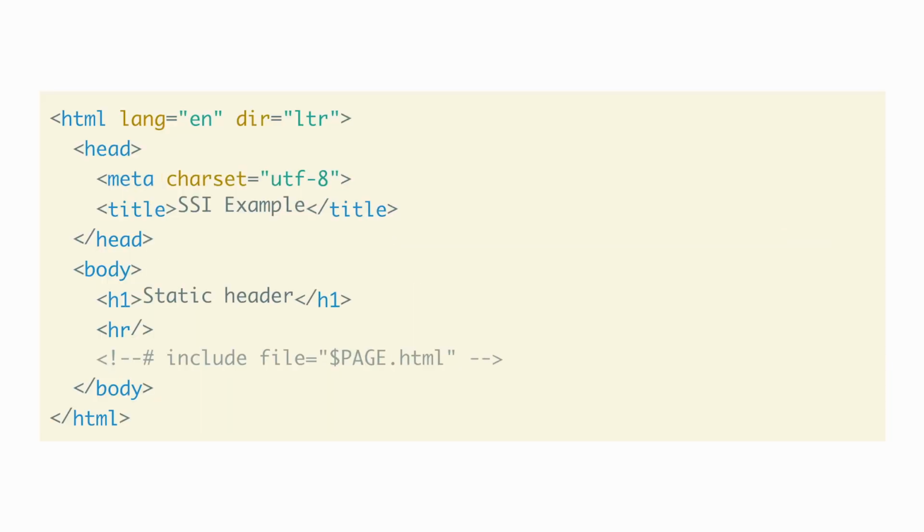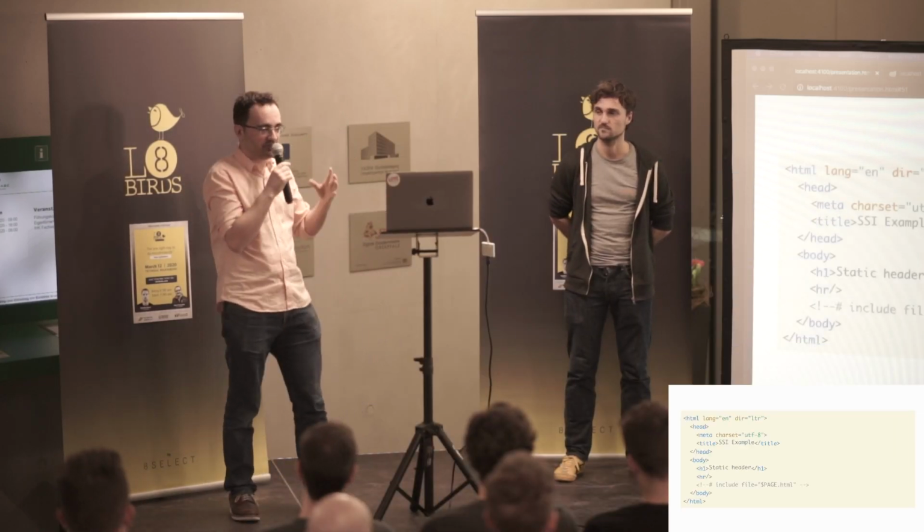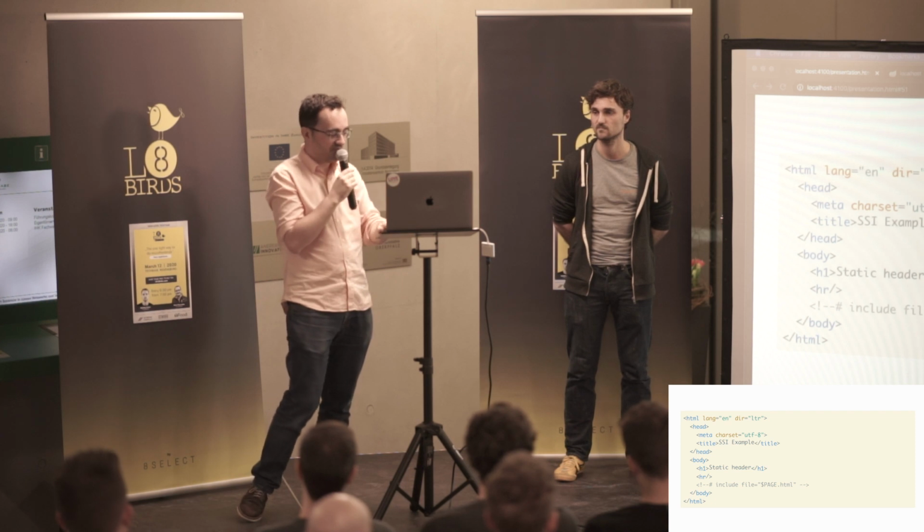So let's have a look at one very simple example that can fit into one slide. This could be a page where you have some sort of body HTML, and then you have this include directive, right? So how does that work? We're missing the part where that content gets filled.